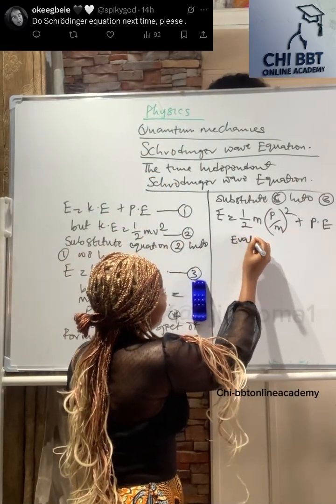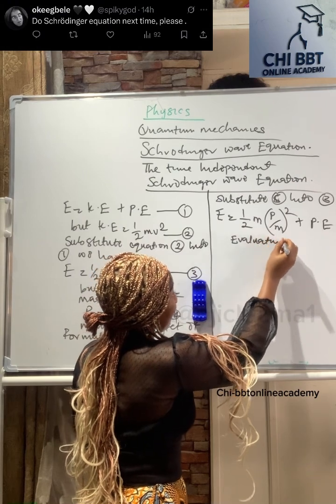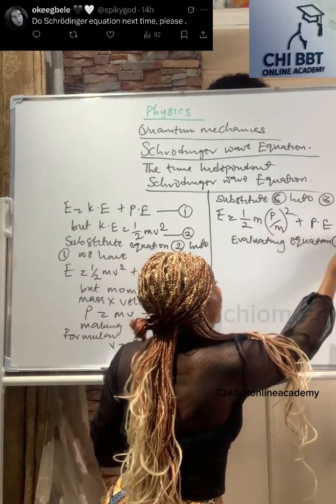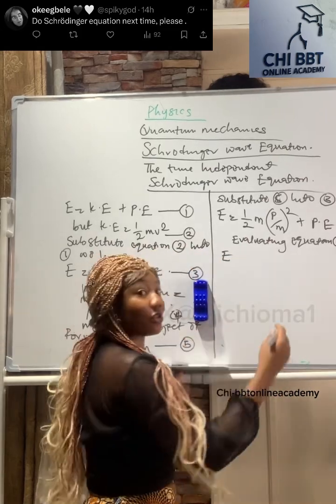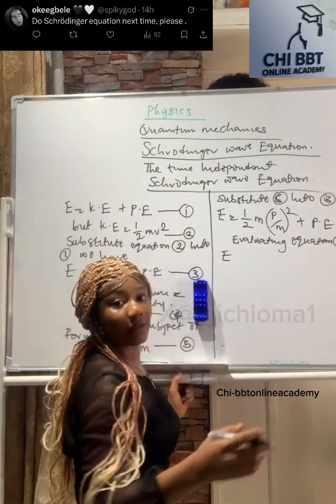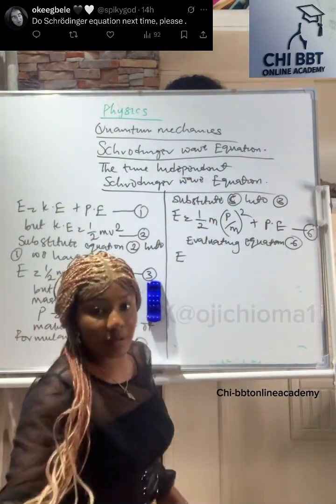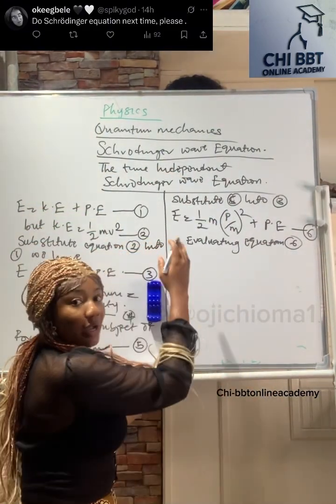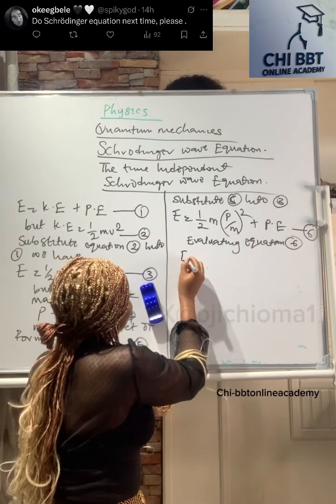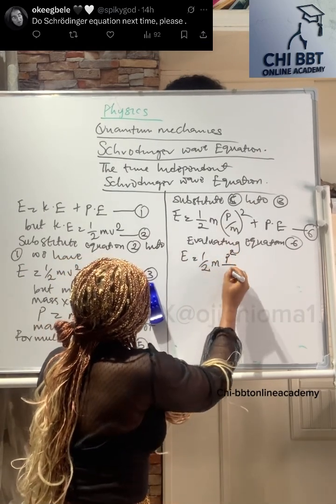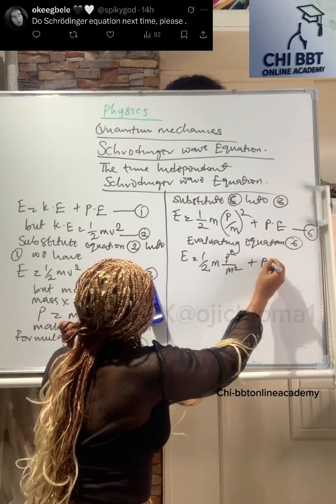Now from here we have to do evaluating equation 6. When we evaluate it, more like doing the expansion of equation 6, I don't want stuff to show like this. Okay, so I hope you can see it. I just adjusted it. Total energy equal to 1 over 2 m P raised to power 2 over M raised to power 2 plus PE.